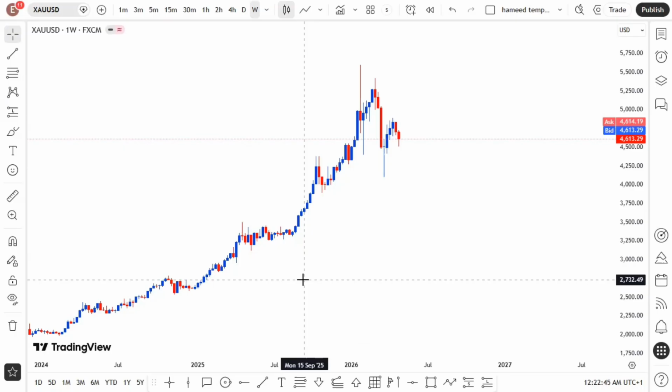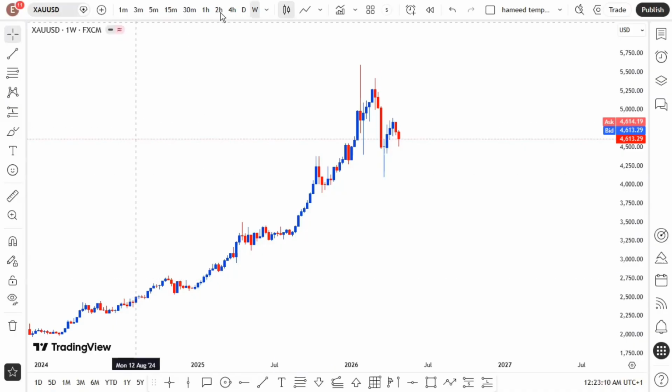But the last candle we have for last week is a bearish candle, and the week before is also a bearish candle. So having that in mind, we have to prepare our mind that probably the market is about to change direction. Moving down to the daily time frame.